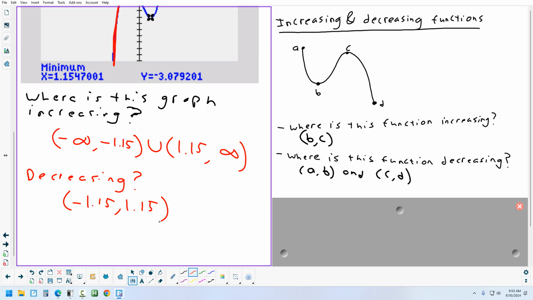Okay. So finding where it increases and decreases relates to finding mins and maxes.